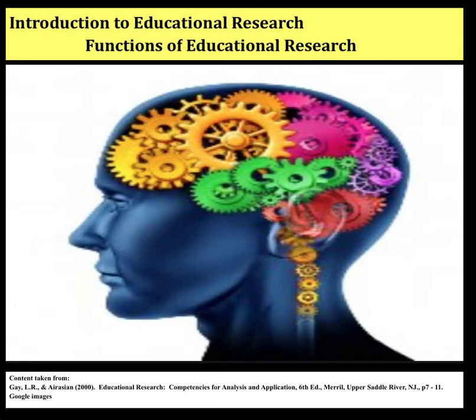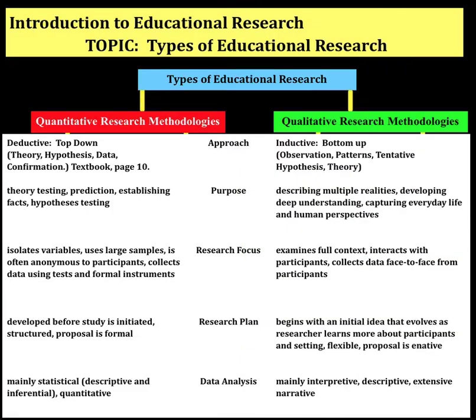Now we're going to take a look at the 2 major paradigms in types of research. You can see on your screen on the left side, it says the quantitative research methodologies, and on the right side, qualitative research methodologies. And these are 2 very, very different paradigms and different techniques and strategies and methodologies on how to answer research questions.